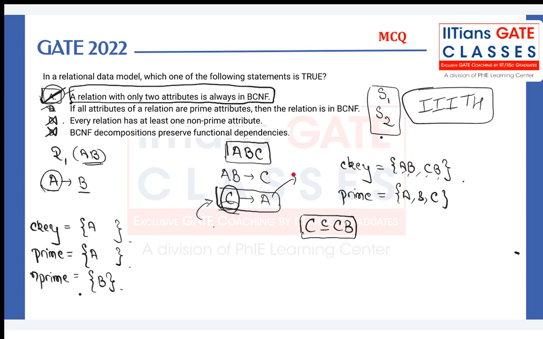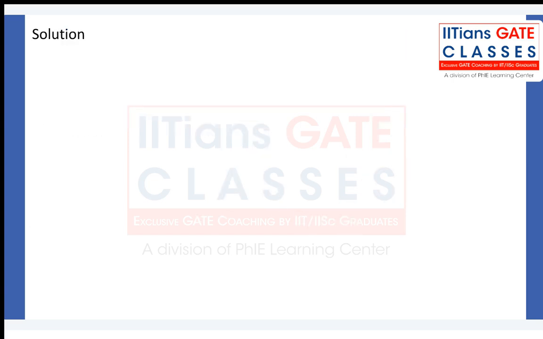Okay, please clear this out. Even I used to have this confusion long back. The thing is, it should not have a proper subset of a candidate key. Please keep this in mind. So option A is the right answer. A relation with only two attributes will always be in BCNF. Okay. So let's go to the next question.